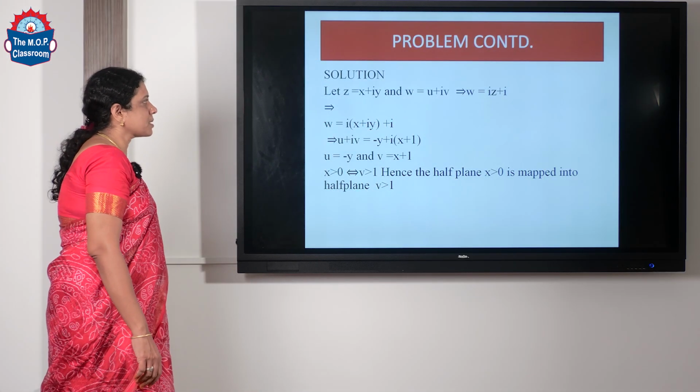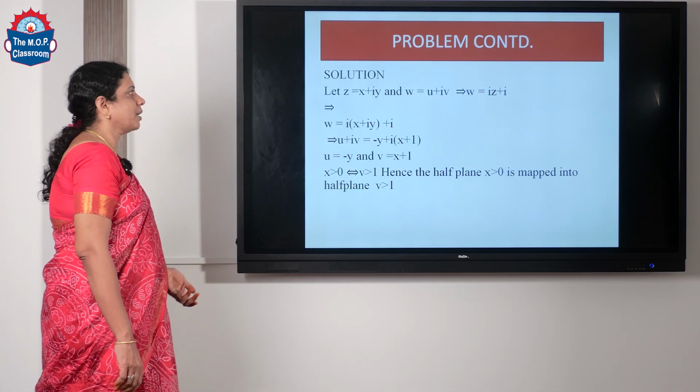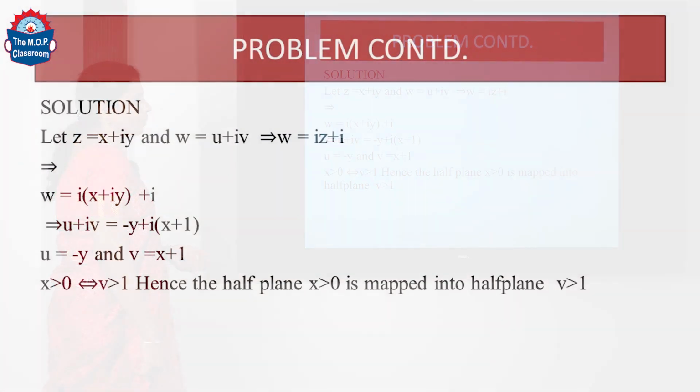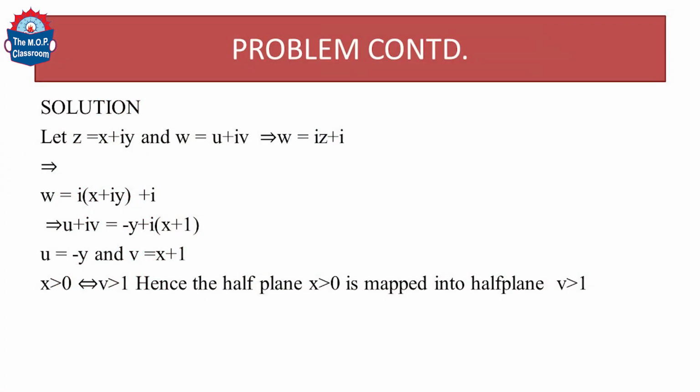So, how do you prove this? We take z equal to x plus iy, w equal to u plus iv, and w equal to iz plus i. We substitute z, which is x plus iy, plus i, and separating the real and imaginary parts, we take u equal to minus y and v equal to x plus 1. Now, they ask us to prove only x greater than 0 and v greater than 1. So, we are not bothered about u, we bother only about v.